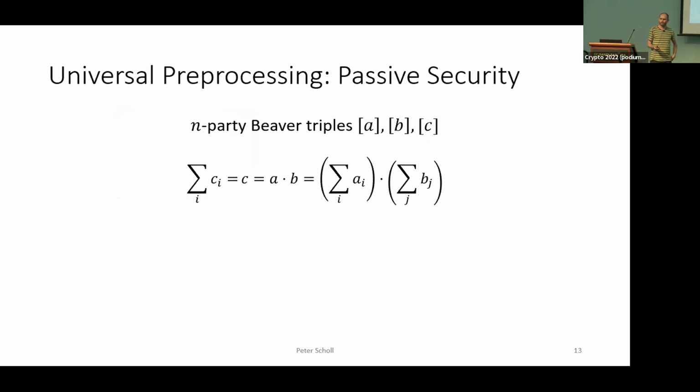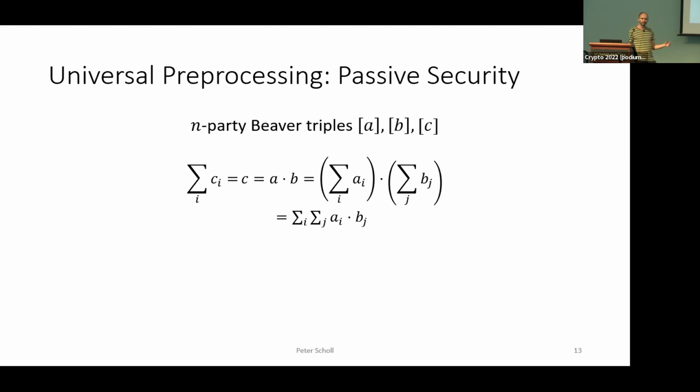So as a warm-up, let me just take you through a simple passively secure example of how to do this for multiplication triples. We want to generate Beaver triples, which are these secret shared values A, B, C, where C is A times B. And each of these is additively shared across n parties, which you can think of as the entire set of preprocessing parties at this point. So rewriting the product A times B as a summation of pairwise products A_i times B_j, we get this sum of n squared of these pairwise products.